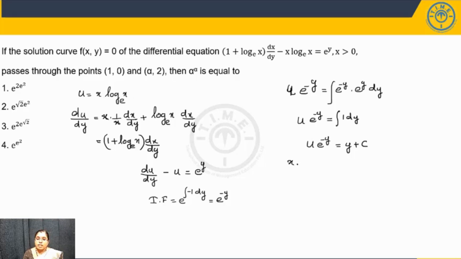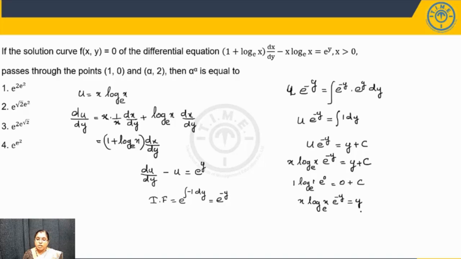So we have x into log x to the base e into e raised to minus y equal to y plus c. Now given that this curve passes through (1, 0), when you put x is equal to 1 and y equal to 0, what do we get? 1 into log 1 to the base e into e raised to 0 equal to 0 plus c. So obviously c is 0. So we have x log x to the base e into e raised to minus y equal to y. So take e raised to y to the right hand side.